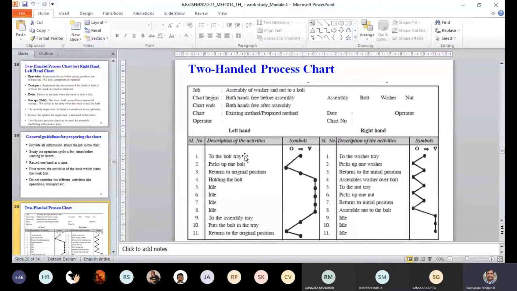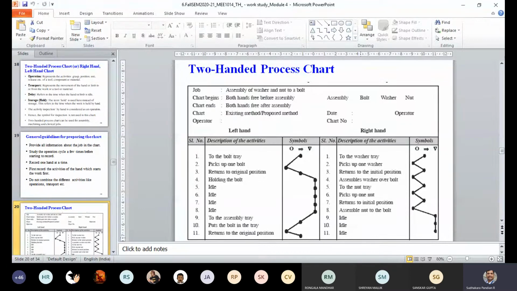Now we have listed down all the activities. Say for example, left hand and right hand we have categorized. For the left hand, the activities are: to the bolt tray, picks up one bolt, returns to original position holding the bolt. Then from 5th to 8th it is mentioned as idle, idle, idle, idle. Then the ninth activity is to the assembly tray. The 10th activity puts the bolt in the tray. The 11th activity returns to the original position. This is for the left hand.